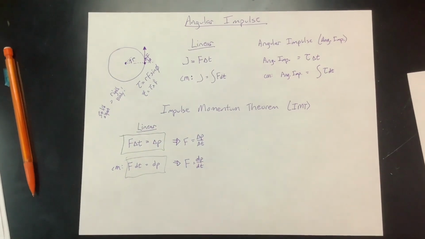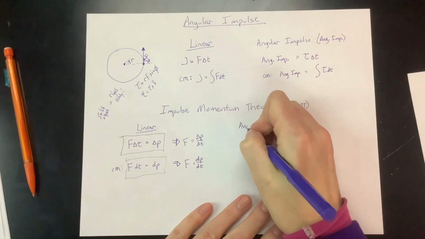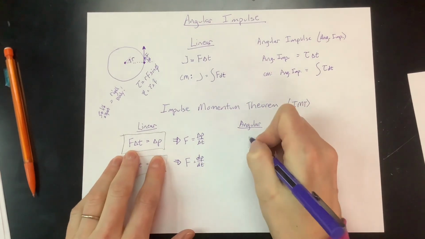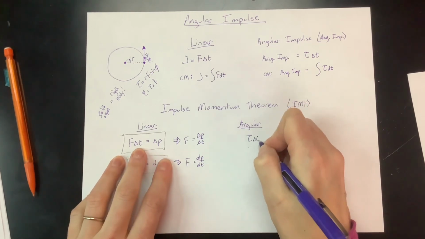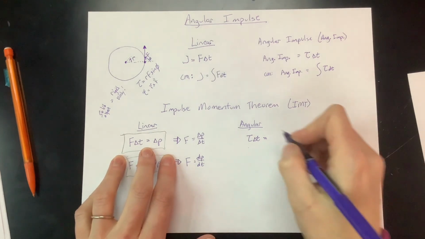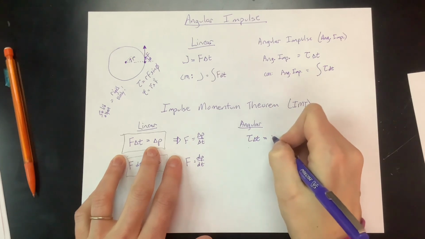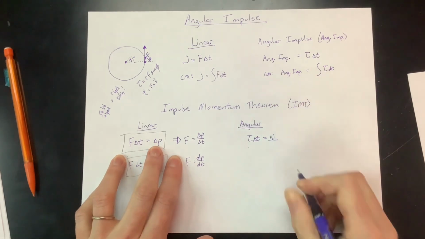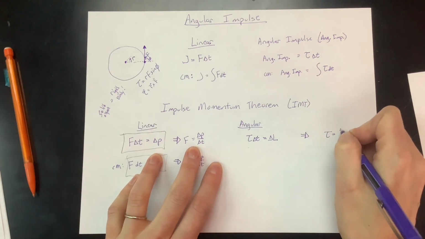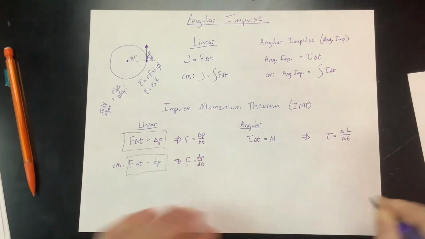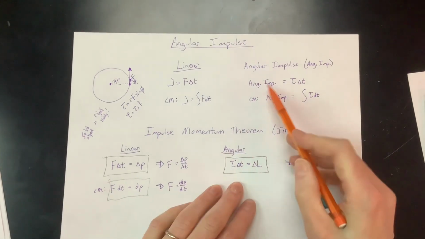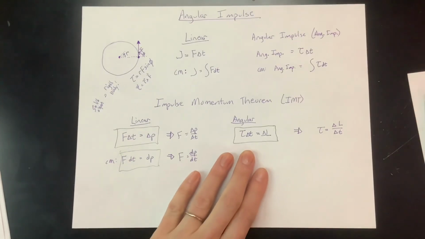Okay. All right, so the angular version of the impulse momentum theorem looks pretty much the same. Instead of F, we have torque. Delta t stays the same, okay? And instead of delta p, we have delta L, okay? And then instead of writing F, we'd write torque equals delta L over delta t, okay? But this right here, this is what we usually write even instead of this up here, because we don't have a formula or a letter for angular impulse.